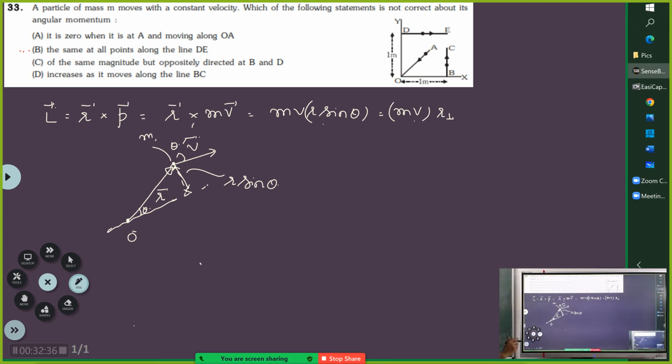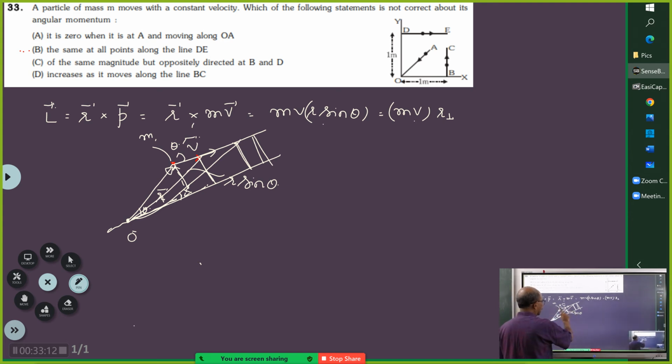Whether the particle is here or here, it is going like this, and these lines will always be perpendicular and R will be changing. Theta will also be changing, but R sin theta will remain the same, isn't it? So therefore, you just have to draw a line.